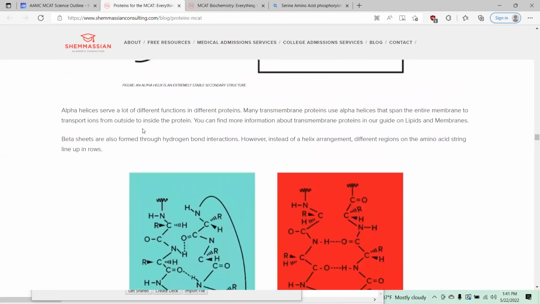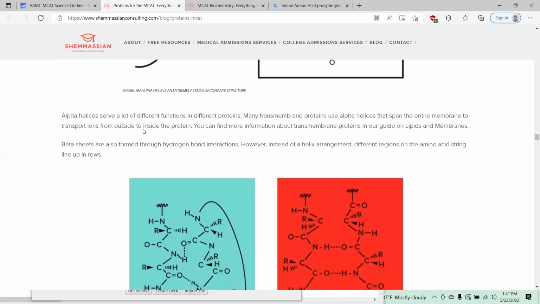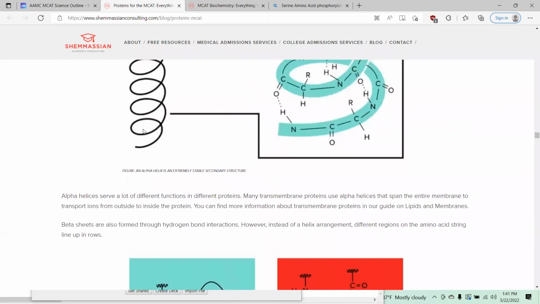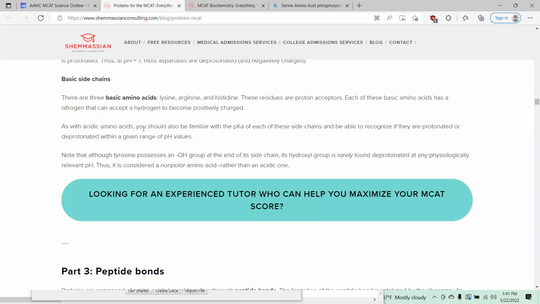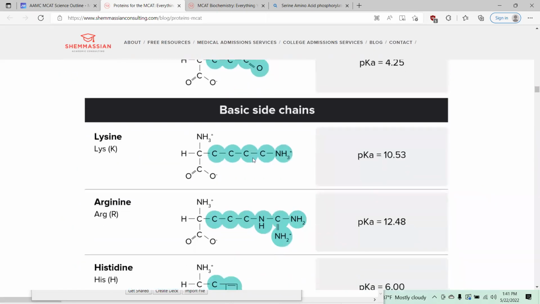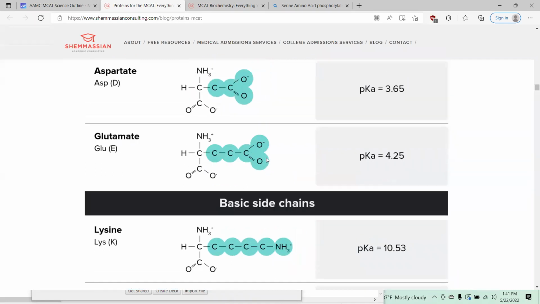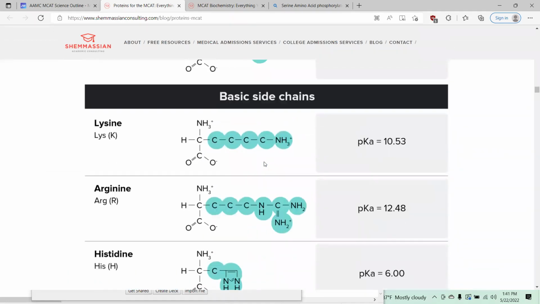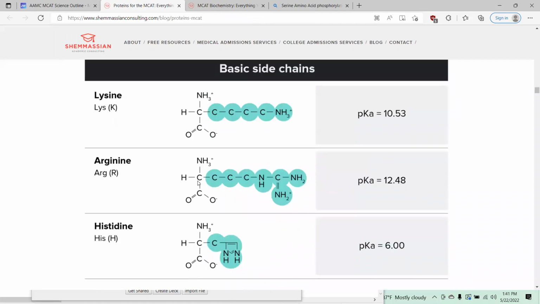So alpha helices, what part is not the backbone? The R groups. The R groups, meaning the unique identifiers, like the OH or these long chains. Anything in blue here are not the backbone, and these parts that are not highlighted are the backbone.